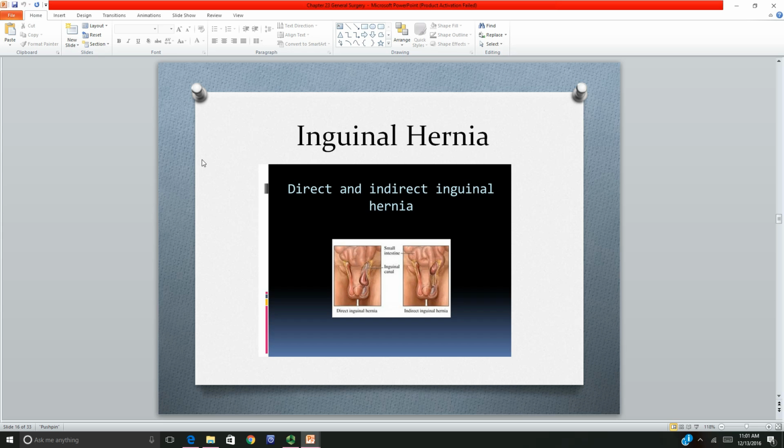A direct inguinal hernia is protrusion of the abdominal or inguinal tissue directly through the transversalis fascia. It usually occurs in older men. A direct hernia comes out directly forward from the posterior wall of the inguinal canal.